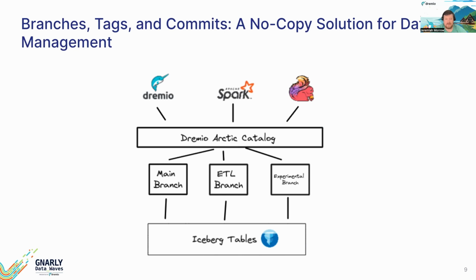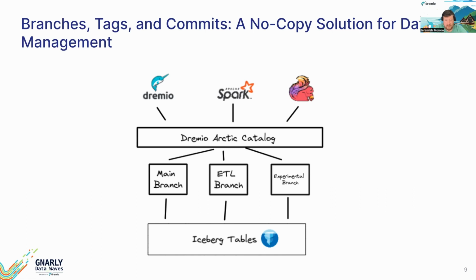And so you can make changes independently of the main branch and create multiple branches. You may have your main branch, which is your production data set that everybody's accessing and using for analytics. You could have an ETL branch to bring new data in and test for quality before you move to the main branch. You could have an experimental branch for one of your data scientists if they want to do some sort of transformation and they don't want to impact everybody else's data set. And all of that is working off of the same Iceberg table.